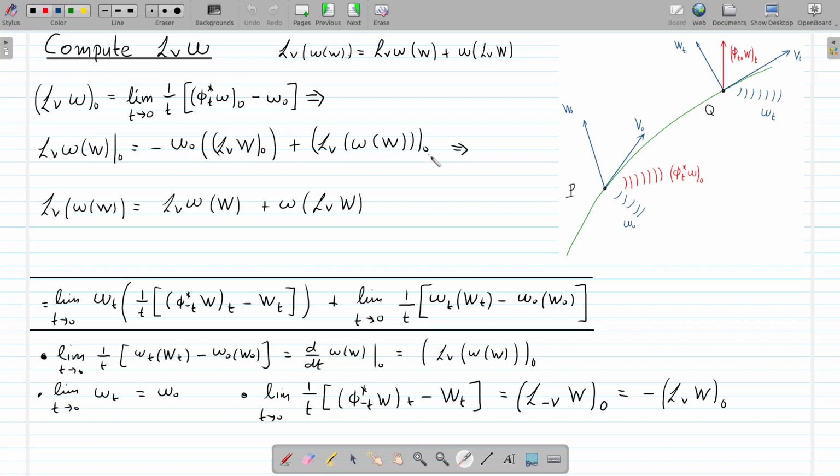Rearranging these terms, and because this relation holds at every point P of M, we arrive at the desired relation.